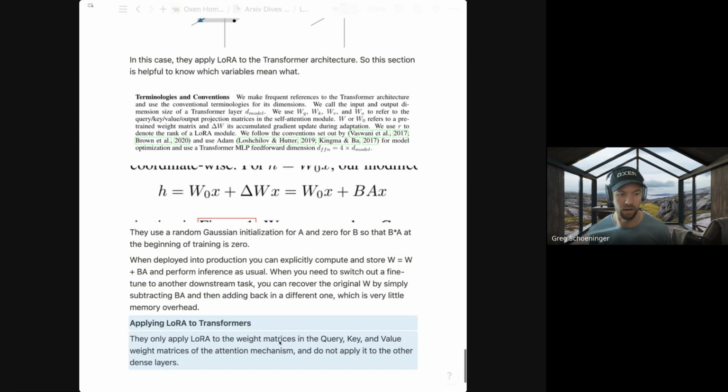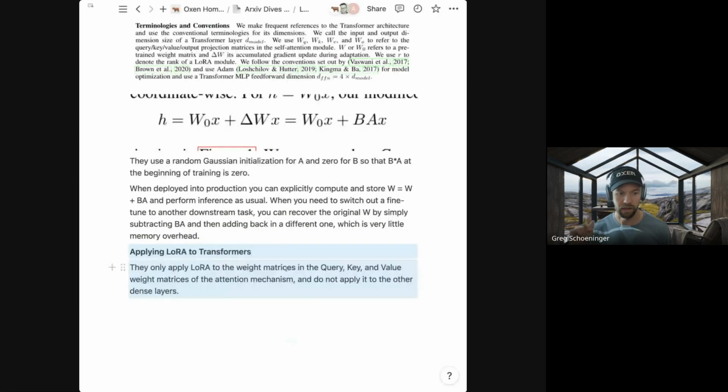We talked about how they apply this only to the query, key, and value matrices, not to the other dense layers.